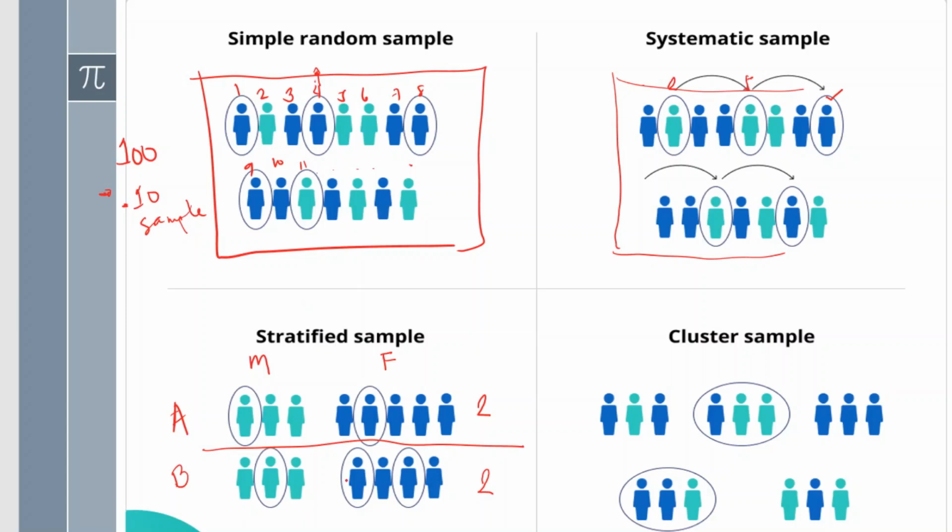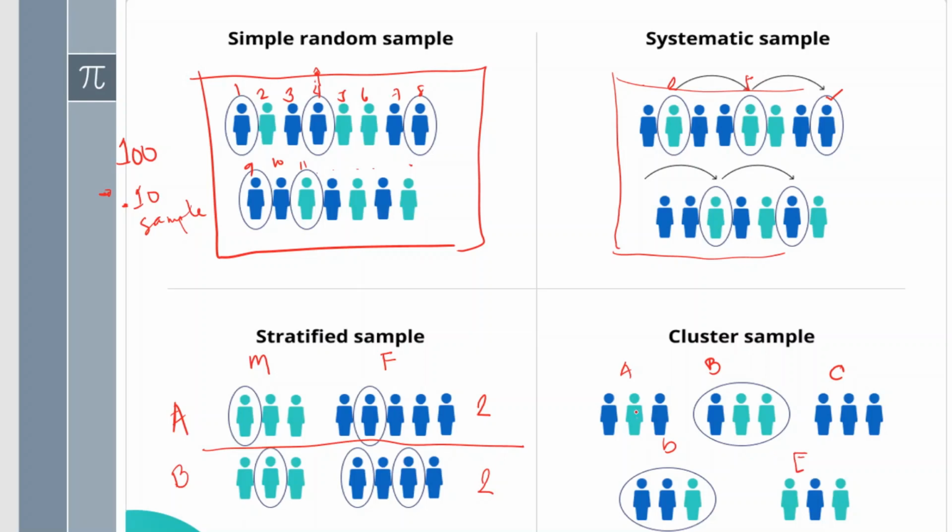So you have subgroups. In cluster sampling, if this is your sample, then you have different subgroups, for example, section A, section B, section C, section D, and section E.